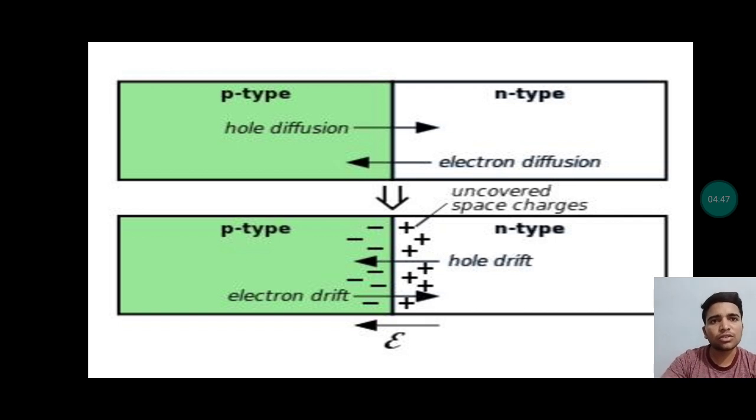Here the picture shows p-type and n-type, that is hole diffusion, electron diffusion, electron drift, hole drift, and uncovered space charges.